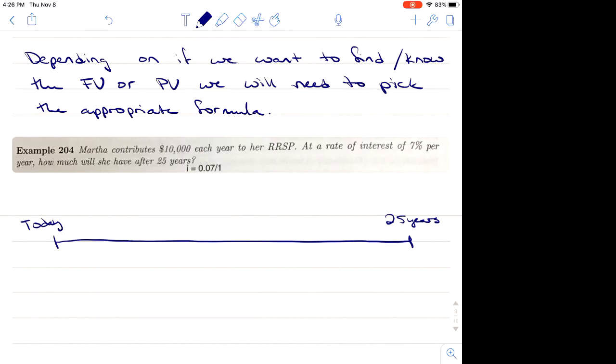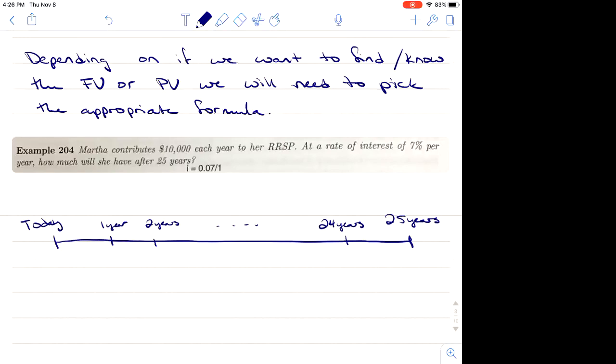So if she's making contributions each year, we've got 1 year, 2 years, dot, dot, dot, and then 24 years, 25 years. So at a minimum, that's what I want to see. The first 2 ticks and the last 2 ticks, starting today. Okay.